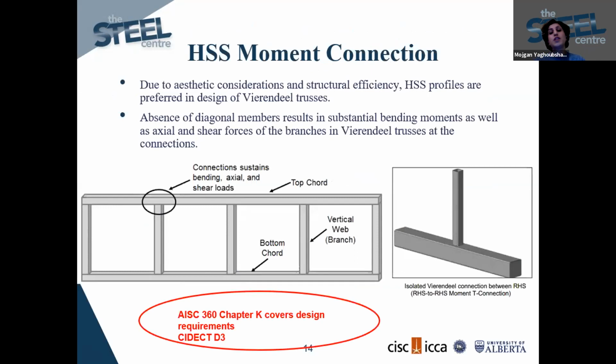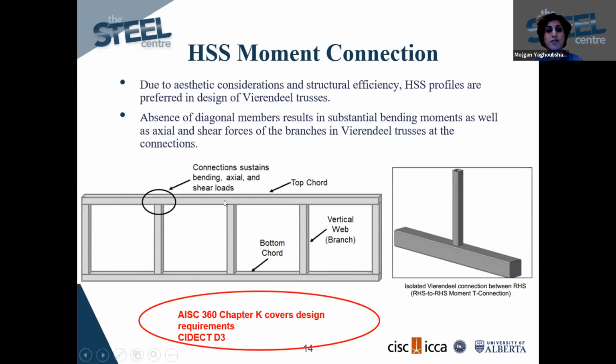And actually these days, due to aesthetic considerations and also structural efficiency, hollow structural sections have been very popular in construction of such truss systems. So they are mainly used in construction of truss systems. And here is a schematic view of a truss, a Vierendeel truss.